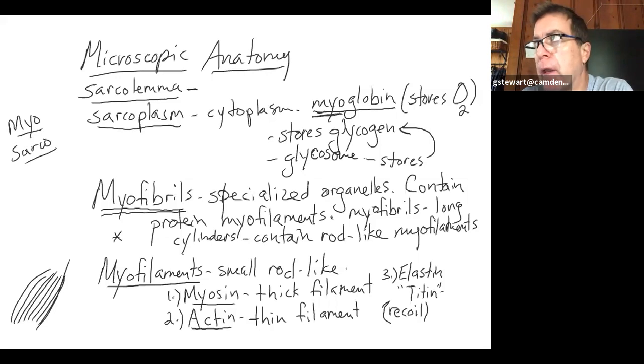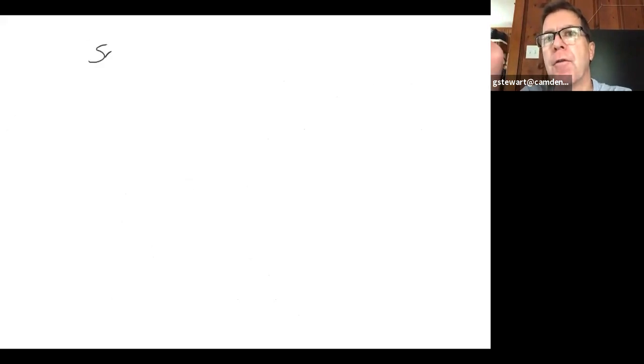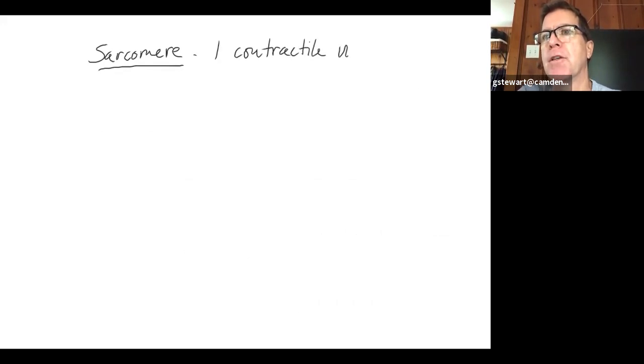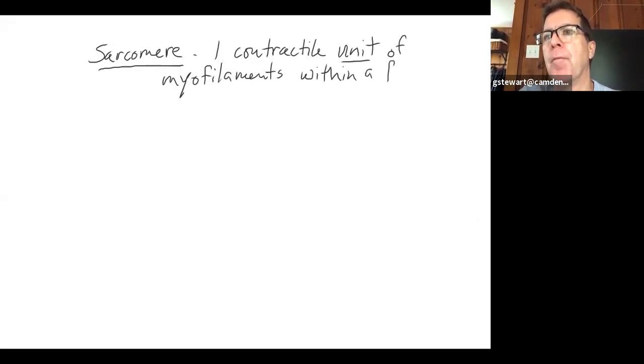Let's keep building up our word bank here. This will be really helpful for you for the rest of this muscle business. The word or term sarcomere refers to one contractile, that's a U, unit of myofilaments within a fiber. Once you look at pictures in your textbook, as well as I'm going to draw pictures, these words will start to make sense, to take on some sort of meaning.